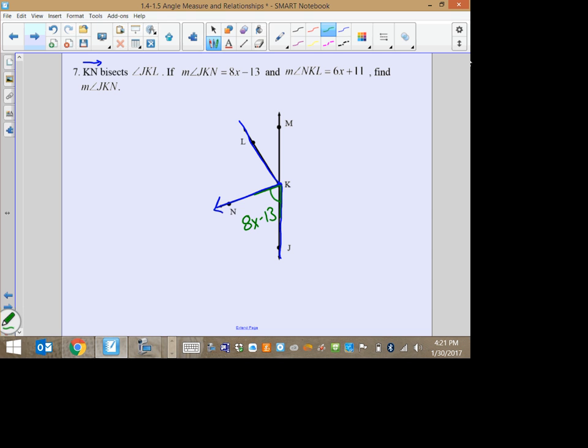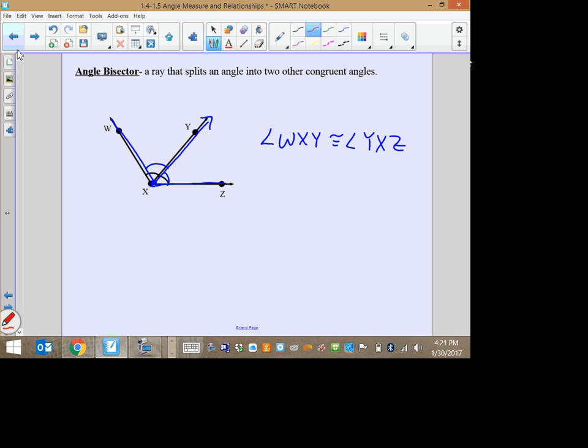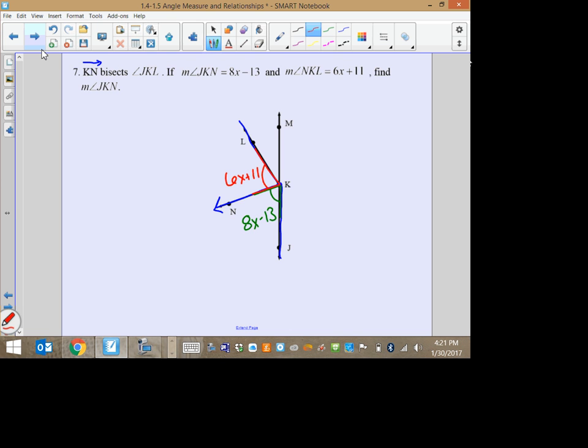and the measure of NKL is 6x plus 11. How do we solve for x? We just said previously that if we have an angle bisector, the two angles are congruent. So that means their measures are the same. So we can set up that 6x plus 11 equals 8x minus 13.